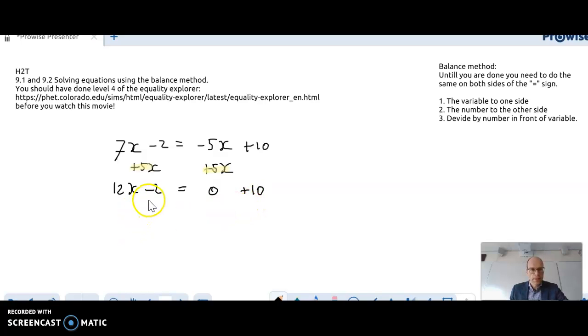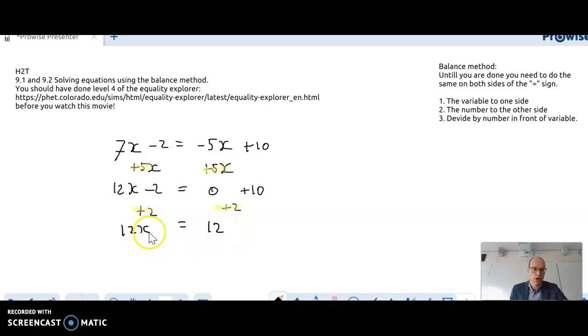Okay, then I want to get rid of the minus 2 over here. Then I need to add 2. If I do that on the left side, I need to do the same on the right side. I'm going to highlight that. Add 2. Add 2. And after I've done that, what do I have? 12x minus 2 plus 2 is equal to 12x, is equal to 10 plus 2 is 12. So we have 12x is 12.